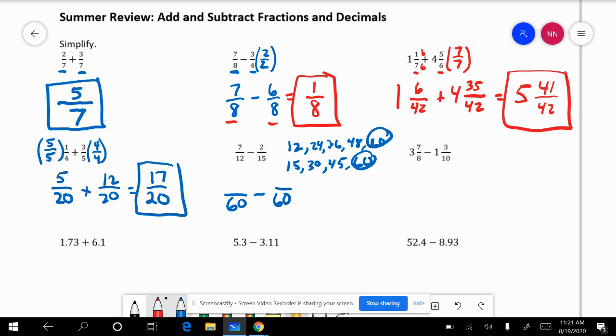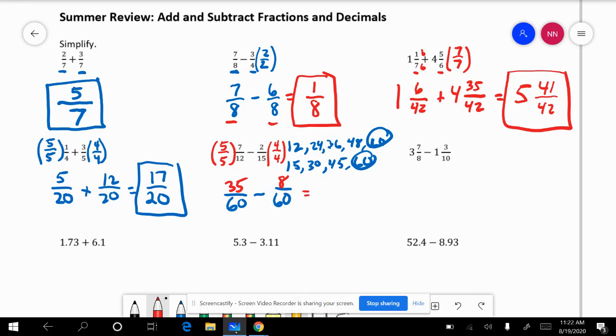Now, when we're looking at our first one, 12 goes into 60 5 times. So that means that I'm going to multiply my first fraction by 5. And 15 goes into 60 4 times. So I'm going to multiply my second one by 4. 5 times 7 is 35. 2 times 4 is 8.